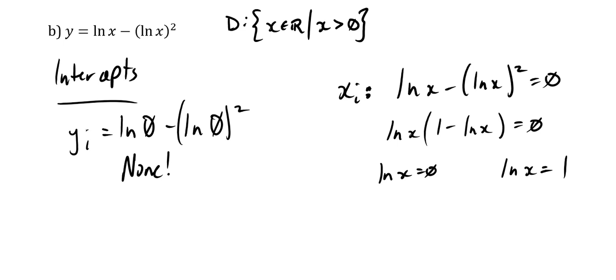Be very careful about being too quick to say when something isn't true. Again, I think this is where people do get mixed up. This is like x equals e to the 0, which is 1. And this is like x equals e to the 1, which is e. So it's got two x-intercepts at 1 and at e.